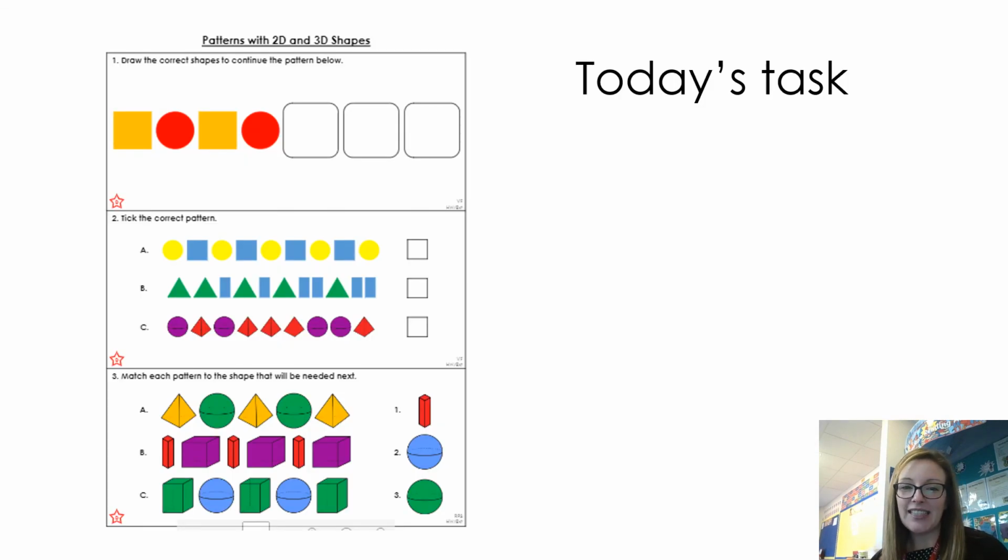Okay, so for today's task in your home learning pack, you should have a piece of paper that looks like this. Task 1 is to draw some shapes in that top box to see if you can carry on that repeating pattern. Task 2, you need to have a look at those patterns and see if you can spot the correct pattern. One of those is a really good repeating pattern. 2 of them, there's some mistakes there. So see if you can work out the mistakes. And then task number 3 is to see if you can match each of those patterns to which shape you would need next to carry on a repeating pattern.